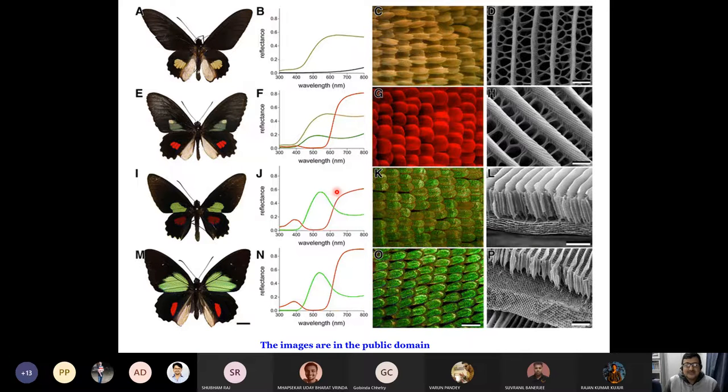Okay. So if you just pick up a butterfly feather, and put it under a scanning electron microscope, you will find this red part will have a pattern like this. This brown part will have a pattern like this. This green part will have a pattern like this. So essentially what is happening, white light is incident on this.